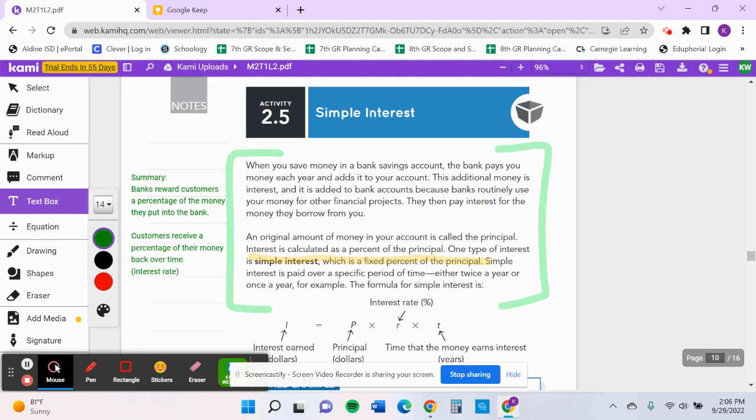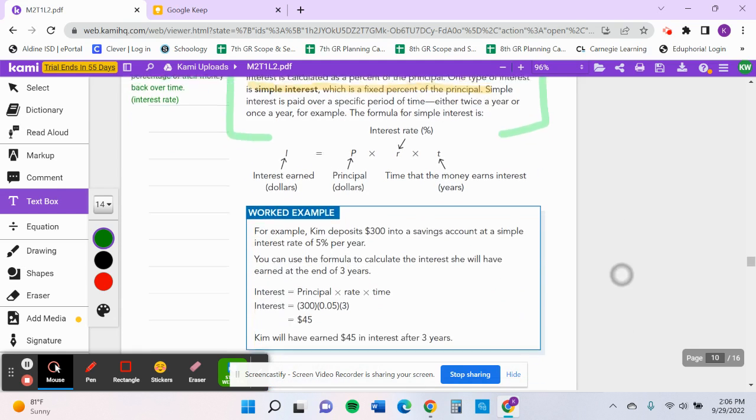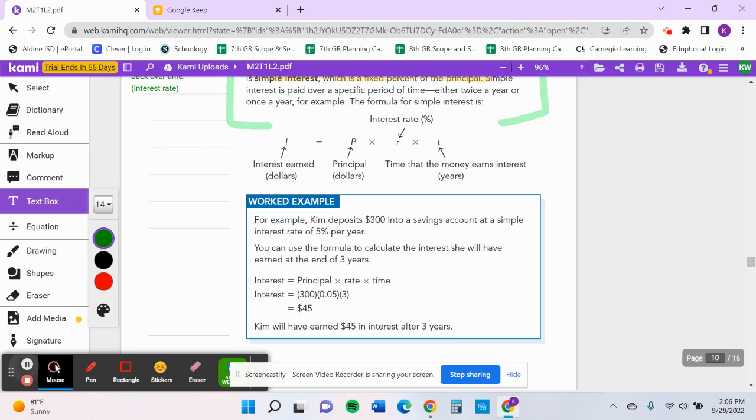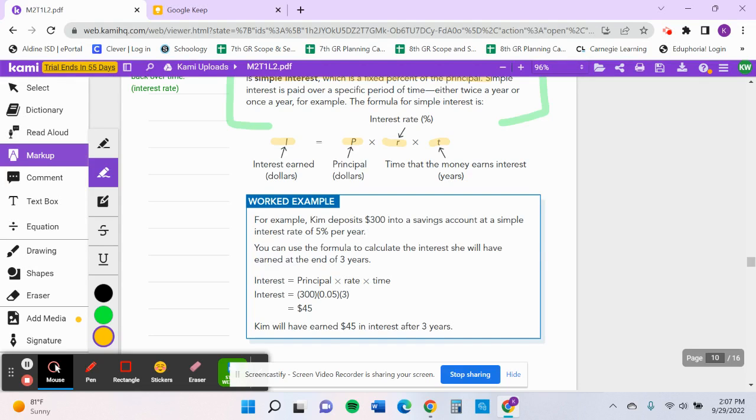And that interest and that amount that you would earn is calculated using this formula here. This is the simple interest formula. The simple interest formula is interest, meaning the amount that you earn, is equal to principal, which is the money that you initially put in, times the rate, times the amount of time that it is in the bank.